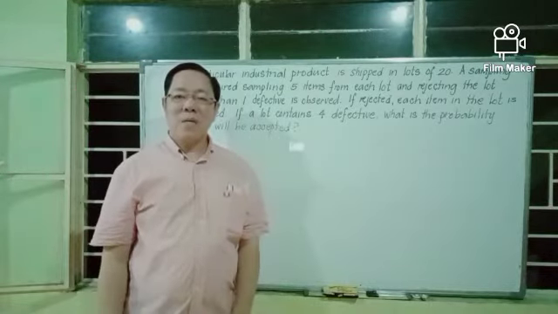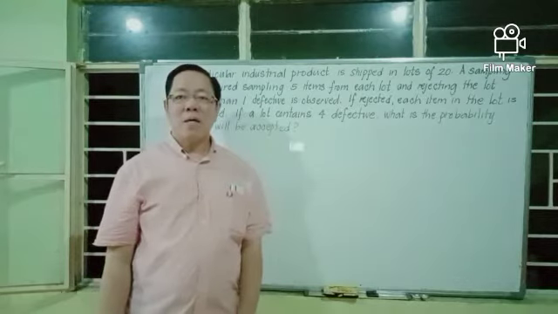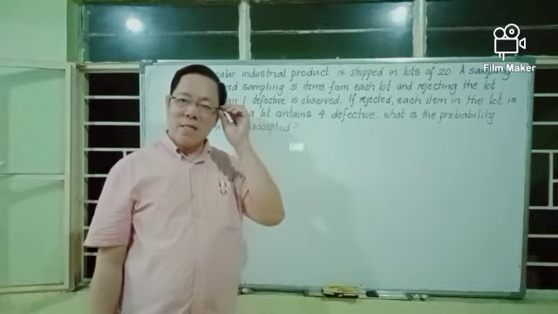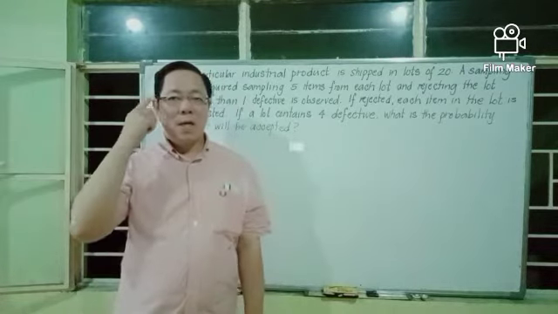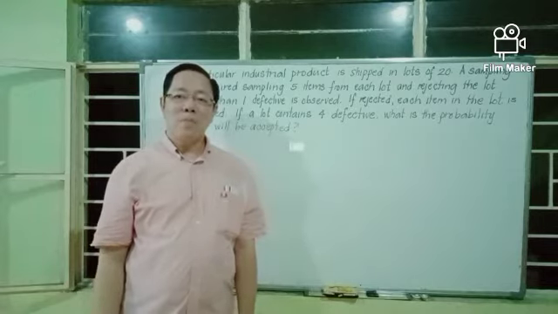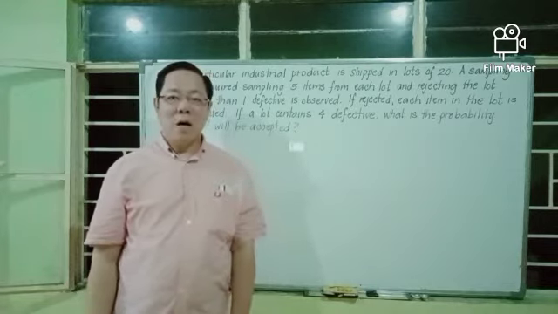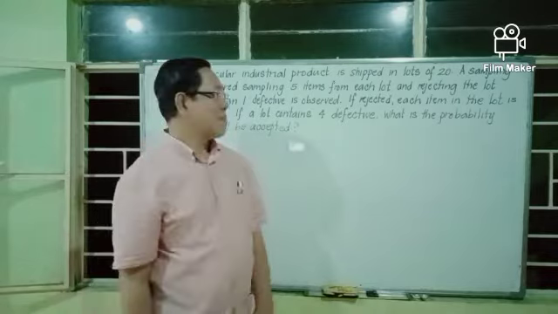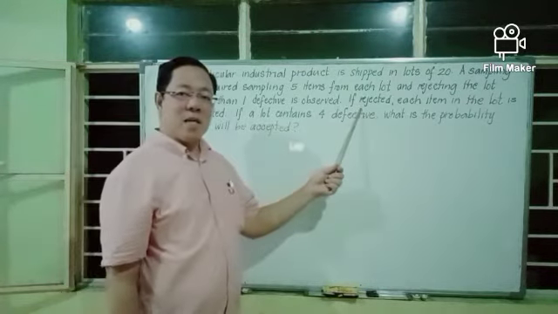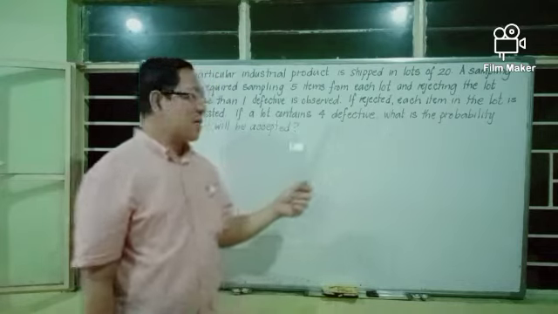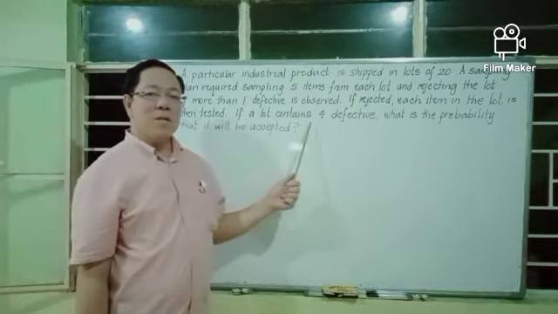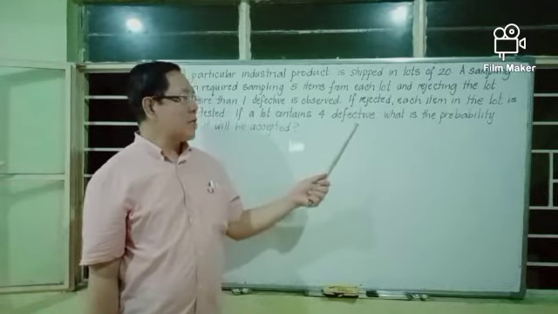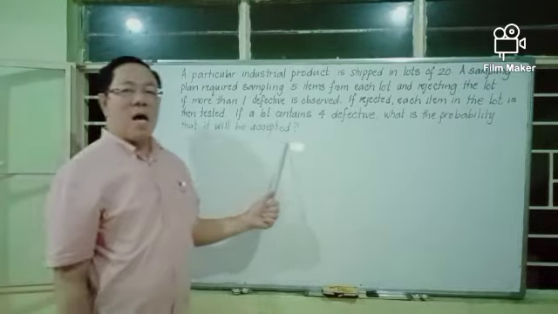So there is a lot of 20 items to be shipped, but before this shipment is made, the items are tested for quality control. And if more than one defective is found, then the lot is rejected. If rejected, each item in the lot is then tested. If a lot contains four defective items, what is the probability that it will be accepted?